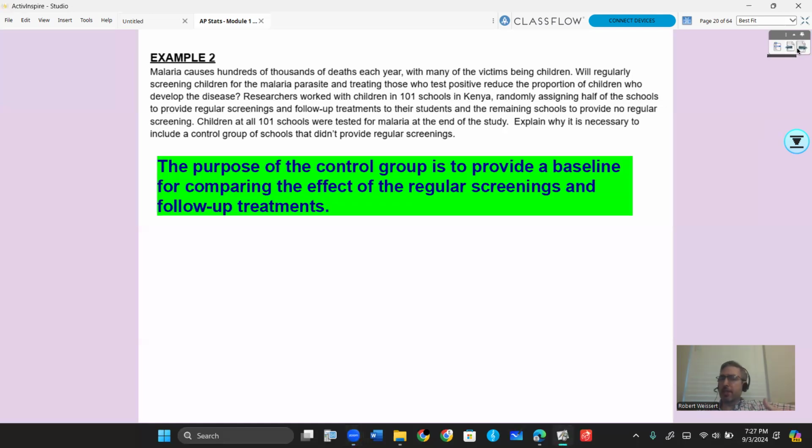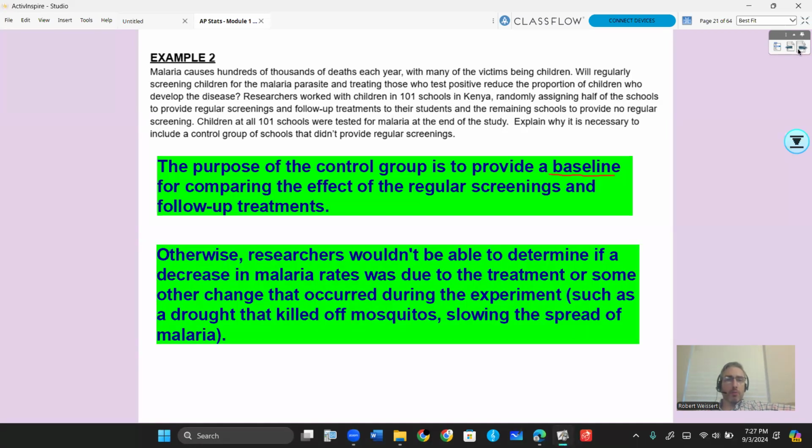So I said, first thing is we want to have some sort of baseline. One of the most important words here is baseline. We want to have some sort of way to compare them to begin with. The next thing is the purpose of that control group, or why it is necessary. Researchers wouldn't be able to determine if a decrease in malaria rates was due to the treatment or some other confounding variable, such as maybe drought or things that might naturally kill off mosquitoes, thereby naturally lowering the cases of malaria. So if we have a control group to compare the two, then we wouldn't necessarily have to worry about confounding variables as much.